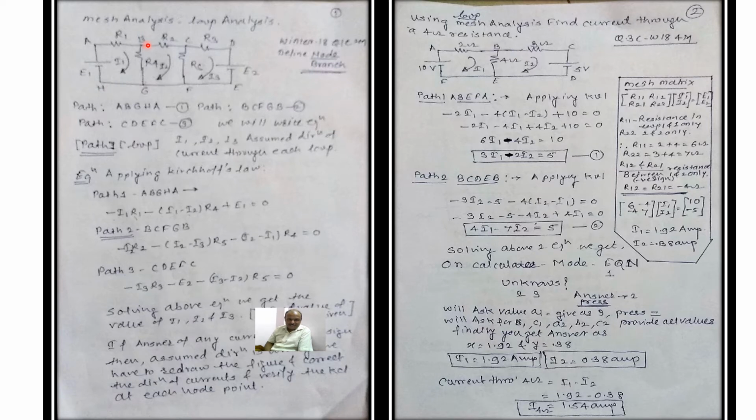This is called a junction. This is also called a junction. Why? Because two or more wires meet here. As far as this is concerned, these are all nodes and these are junctions.